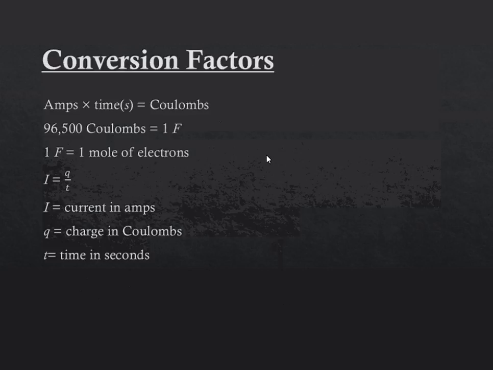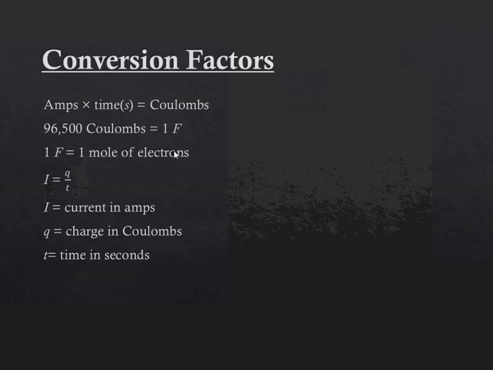Conversion factors, and these appear on our AP charts. Amp second is coulomb, 96,500, more specific on the AP chart if you need it. Coulombs is 1 Faraday. 1 Faraday is 1 mole of electrons. The big I, current, is charge per unit time in coulombs. So we talked about this for amperage. Amperage is coulombs per second.